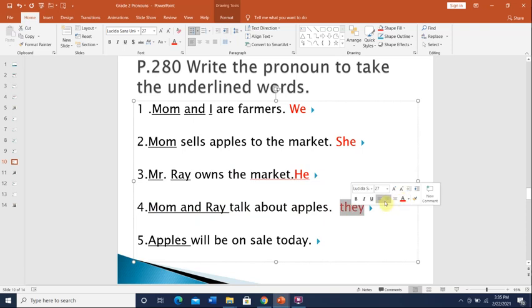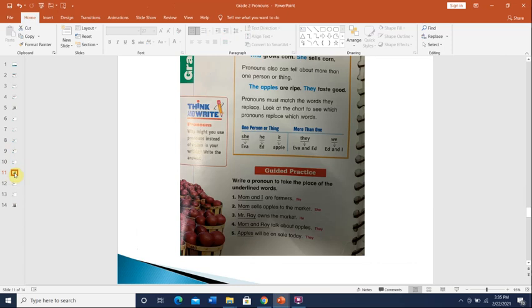Apples will be on sale today. Apples is a thing, but we're talking about more than one. We replace it with they, because although they are things, they're plural. Okay? Here are the answers for the page that we just answered above.